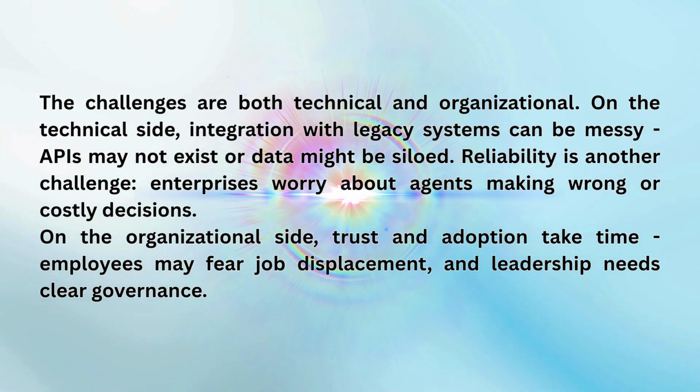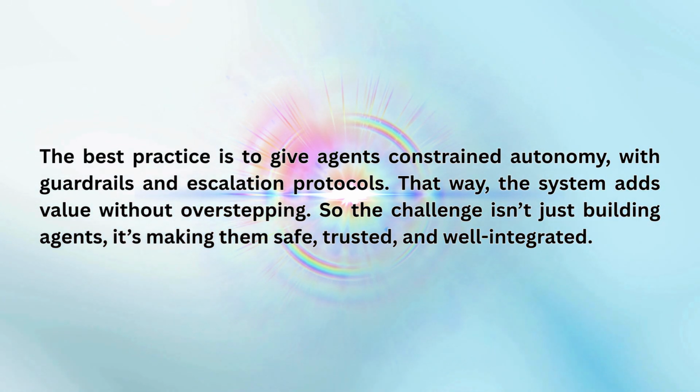Enterprises worry about agents making wrong or costly decisions. On the organizational side, trust and adoption take time. Employees may fear job displacement, and leadership needs clear governance. The best practice is to give agents constrained autonomy with guardrails and escalation protocols. That way, the system adds value without overstepping. So the challenge isn't just building agents, it's making them safe, trusted, and well integrated.